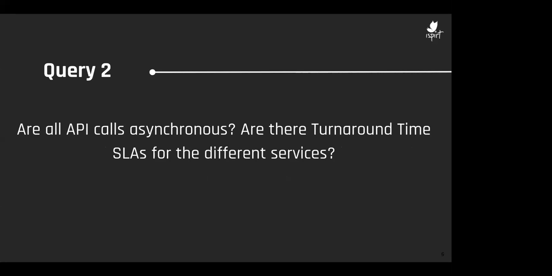Another query that came up prominently was, are all API calls asynchronous or not? And are there turnaround time (TAT) SLAs for the different services? So the answer over here is that yes, all the API calls are asynchronous in nature, and the turnaround times, SLAs for timeouts and throughput have been laid out in the GitHub repository. Moreover, the APIs here, as I'd like to point out, are idempotent in nature. So if you don't get a response, you can hit again.